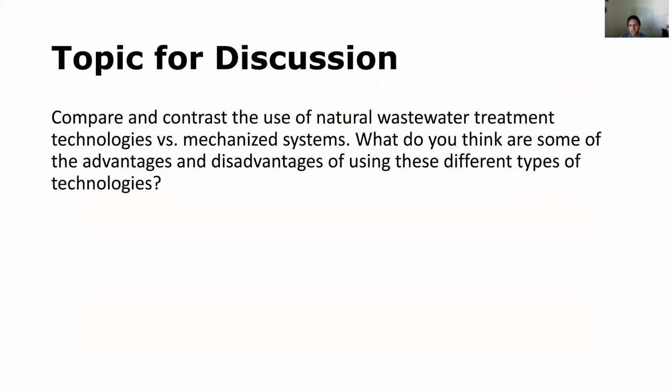So here's a topic for discussion. I want you to think about the difference between natural wastewater treatment technologies and mechanized systems. All right, so what do you think are some of the advantages, and what do you think are some of the disadvantages of these different types of technologies? What are some of the trade-offs that might be associated with converting a natural wastewater treatment plant into one that's more mechanized?